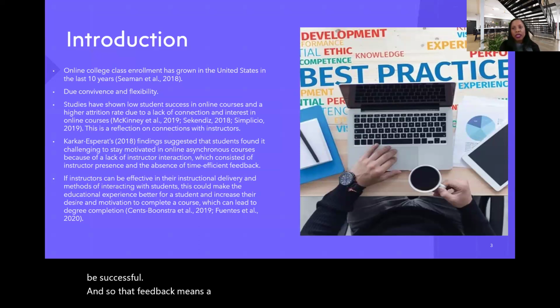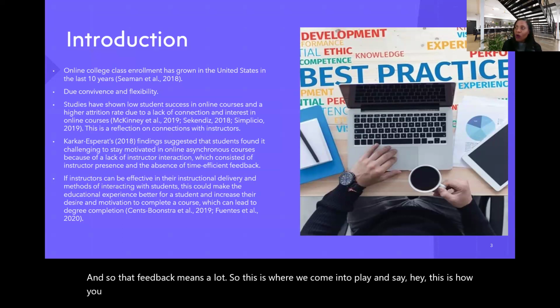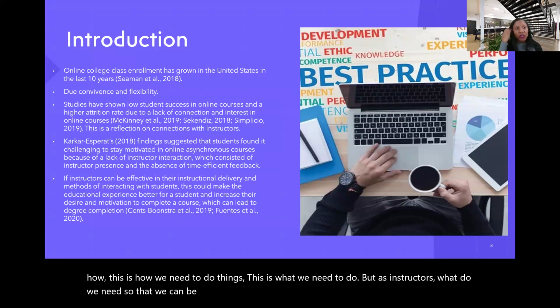So this is where we come into play and say, hey, this is how we need to do things. This is what we need to do. But as instructors, what do we need so that we can be successful in giving our students all of this?